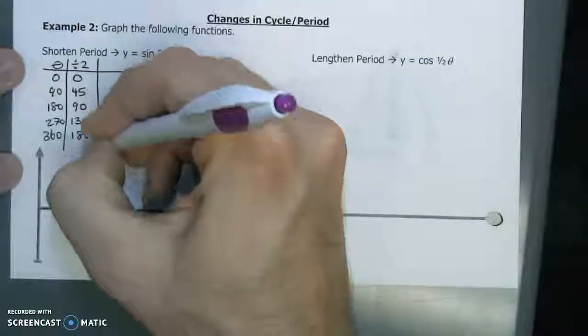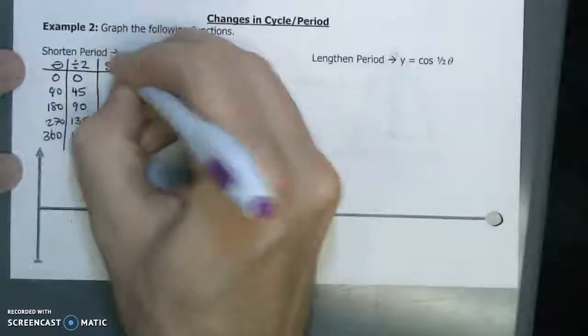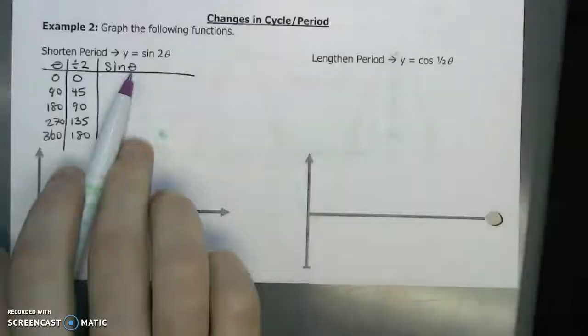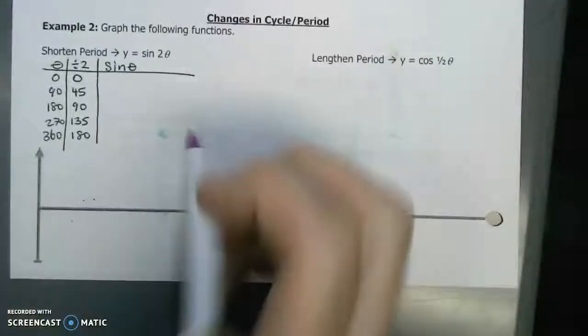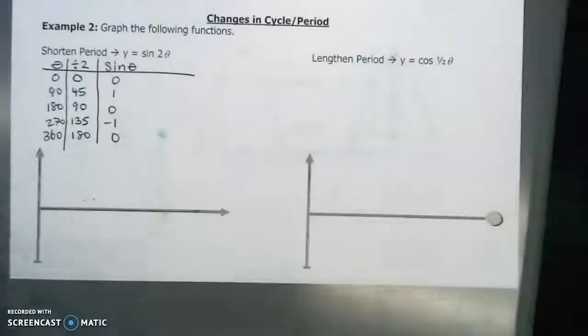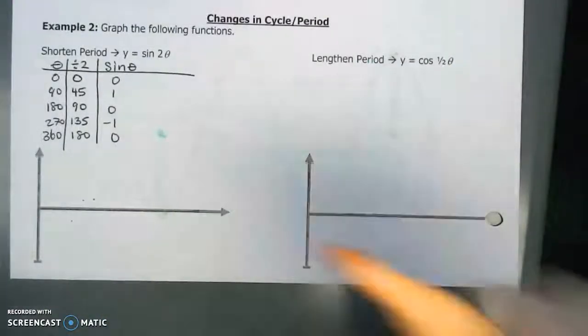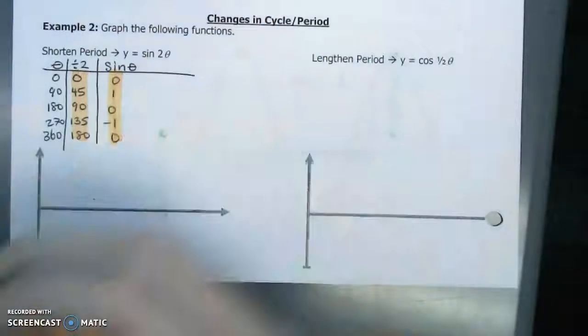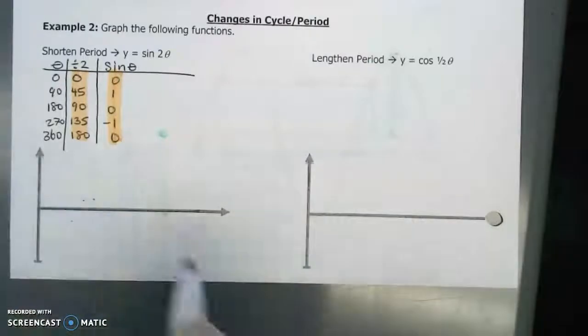Then we go ahead and put our sine values, just our normal sine values. We've already changed theta, so we don't need to put the 2 there. And you're going to get 0, 1, 0, negative 1, 0. So when we plot our ordered pairs, we're looking at these theta values where we divided by 2 and these sine values where we didn't change them. So let's put that in the graph.